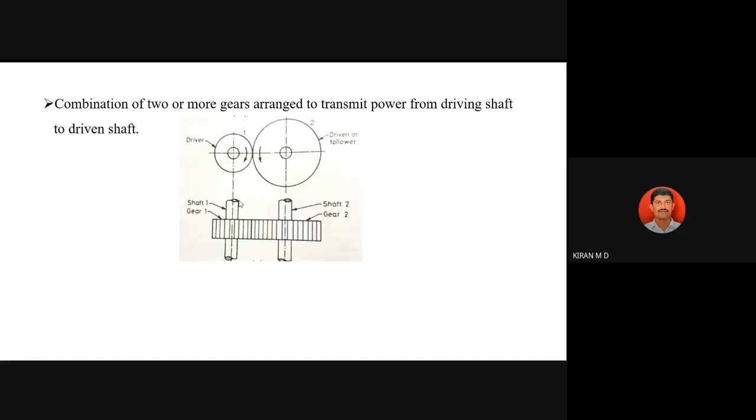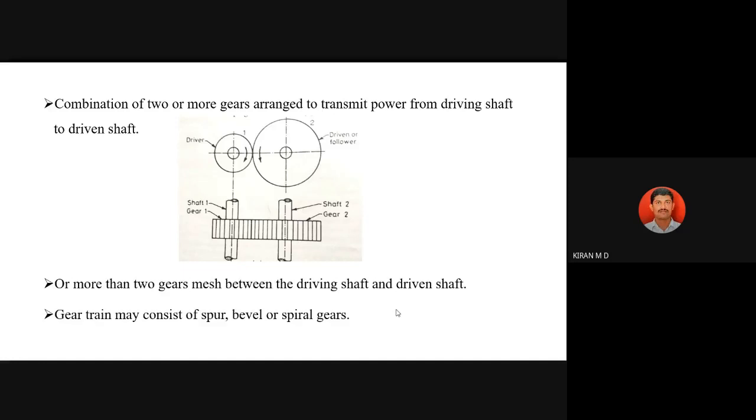A gear train is a combination of two or more gears arranged to transmit power from the driving shaft to the driven shaft. For example, this is the driving shaft, and this is the driven shaft. How we arrange the gears between the driver and driven, we call that the gear train. We can use some other number of gears also. Or we can say a gear train is more than two gears meshed between the driving and driven shaft.